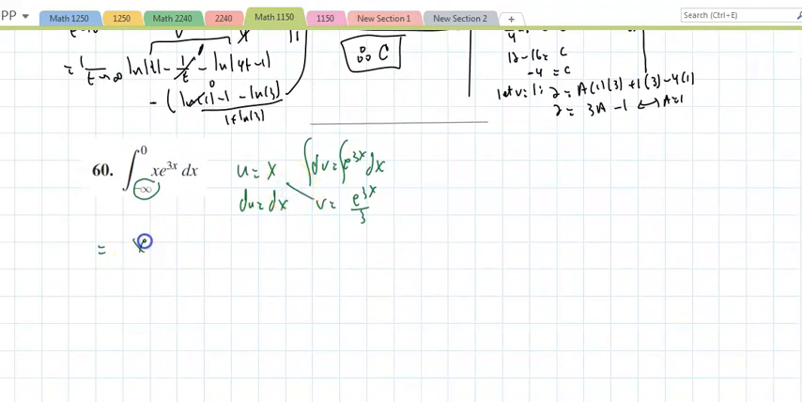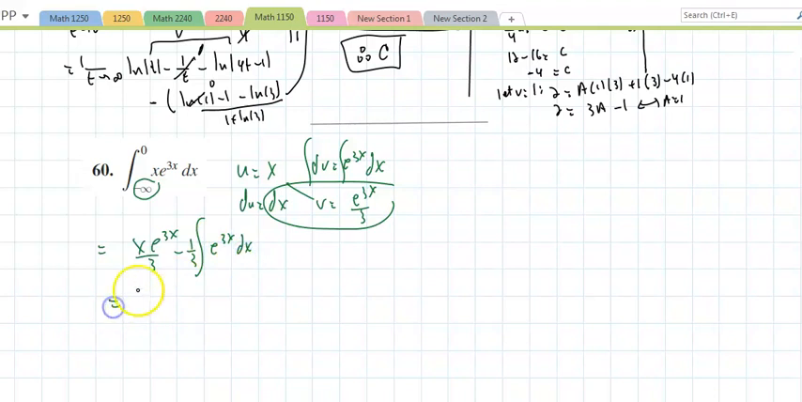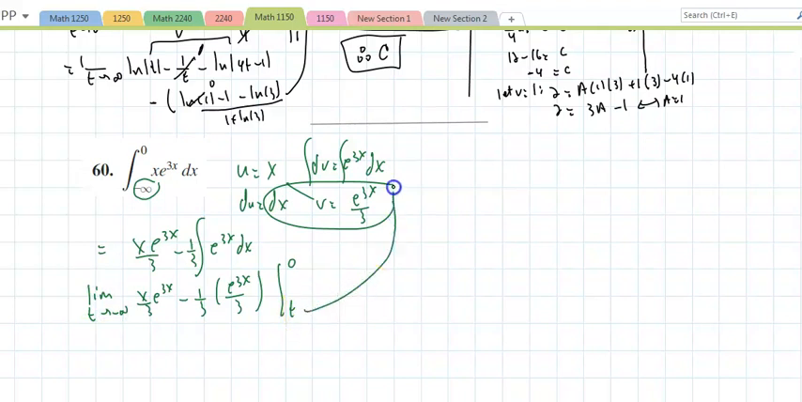u times v, x e to the 3x over 3, minus the integral of v du, that's 1/3 e to the 3x dx. That becomes x over 3 e to the 3x minus 1/3 e to the 3x over 3. And now I'm going to evaluate that from t to 0, and I'm going to add the limit. You could do that. T approaches negative infinity, and let's see what happens here.